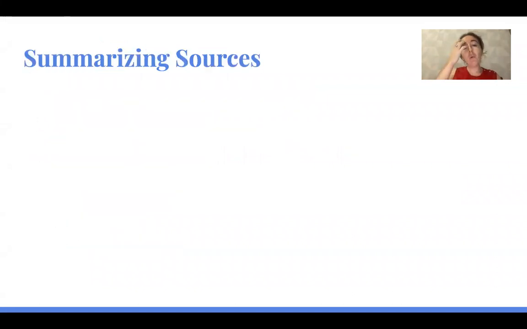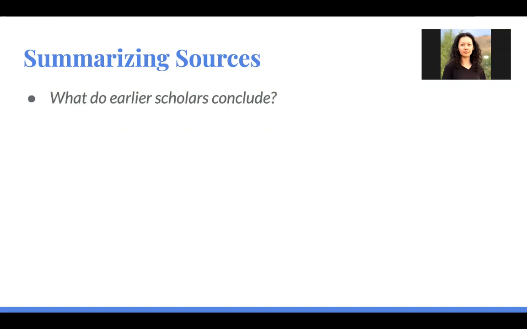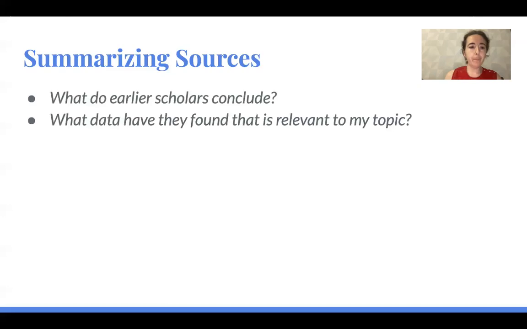All right, so once you have all of this, of course, your task is going to be summarizing your sources so that your reader understands what the state of the literature is, what other people have said. Right, so some questions you might want to be asking yourself as you're summarizing and explaining all of this is, what do earlier scholars conclude? What data have they found that is relevant to my topic? What methodologies did they use?